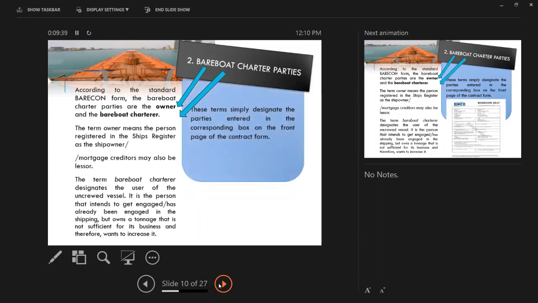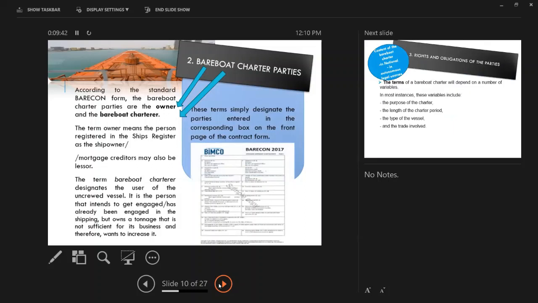Simply, in our BARECONs in standard form, we can see on the first page boxes for details about the parties, about the owner and about the bareboat charterer. So these terms, owner and bareboat charterer, simply designate the parties entered in the corresponding box on the first page of the contract form. The standard contract form is usually laid out with this box system on the first pages. Actually, the first part is with the boxes, and then the second part and other parts are with clauses. Each clause has a title or name.